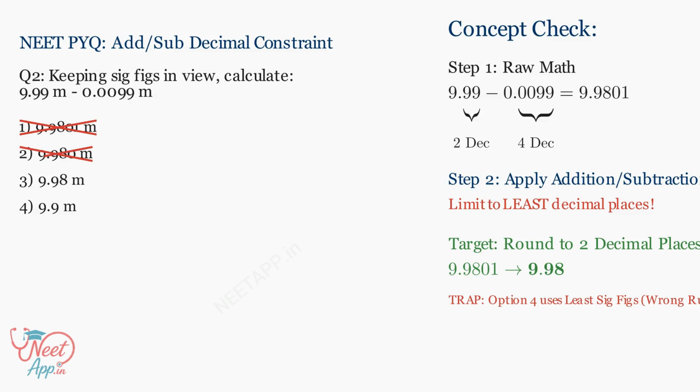0.0099 has 4 decimal places. Therefore, our final answer must be strictly limited to 2 decimal places. We round 9.9801 to 9.98. The major trap here is option 4.